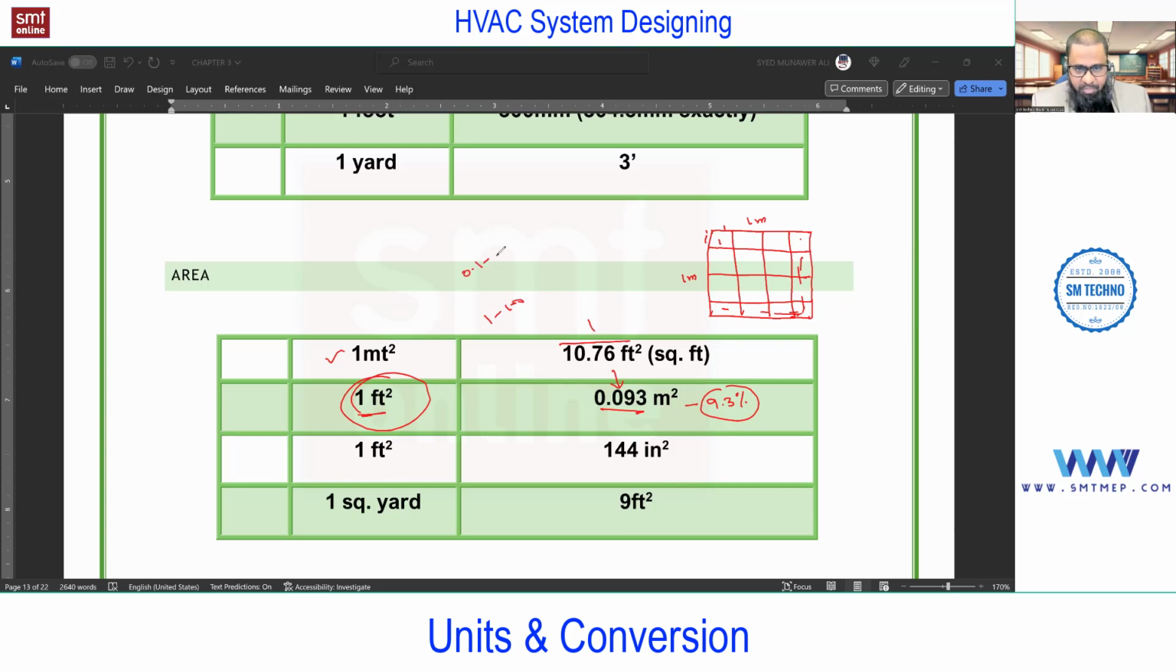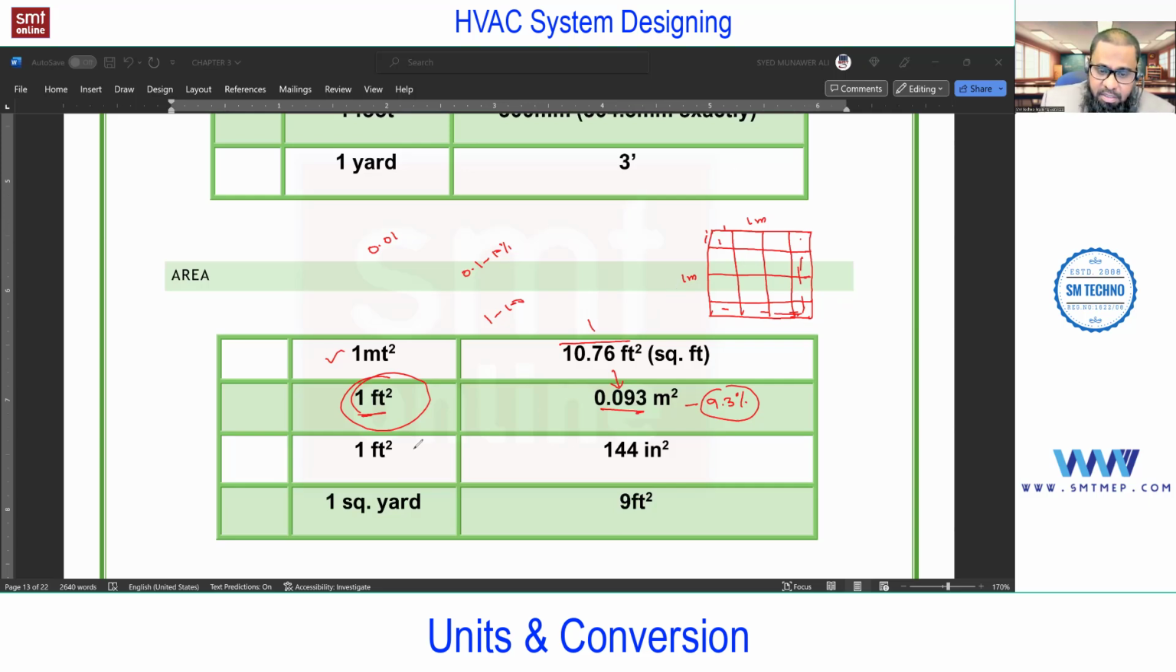0.1 is what? 10%. Similarly, 0.01 is what? 1%. So 0.09 is 9%. 0.093 means 9.3%. So 1 square feet in terms of square meter is 9.3%. This visualization, this understanding is important, because all this we theoretically already learned long back in school, in engineering, but here the practical understanding is important.